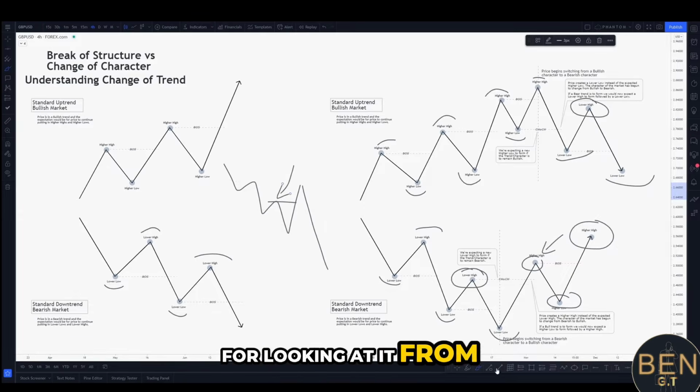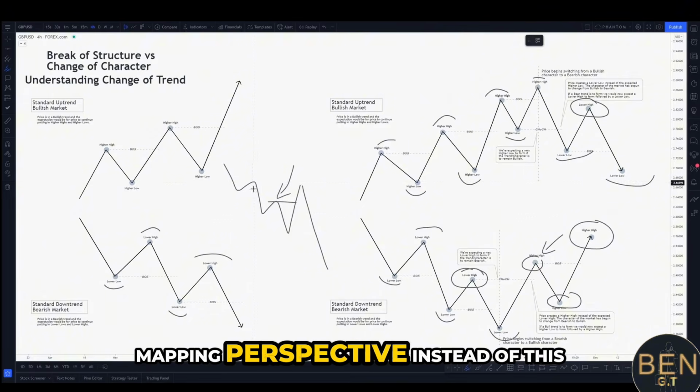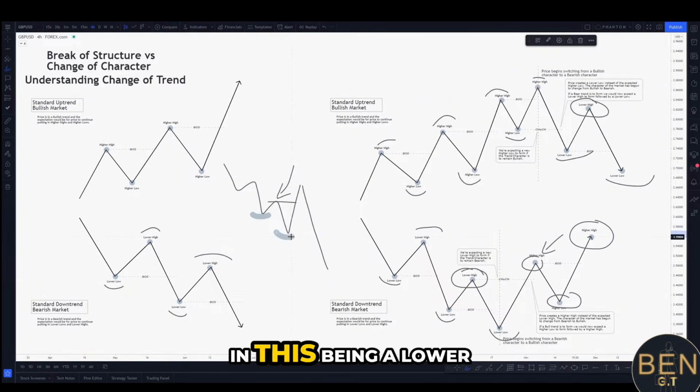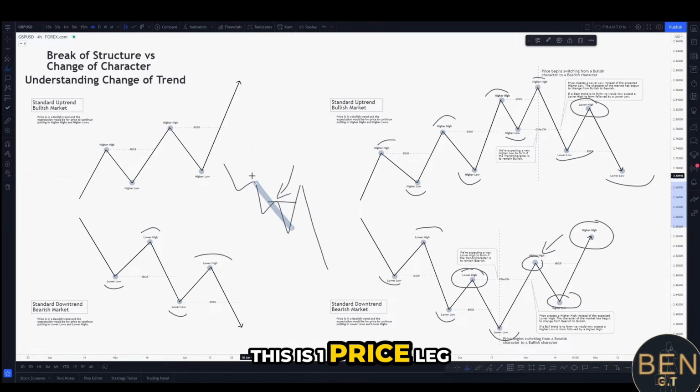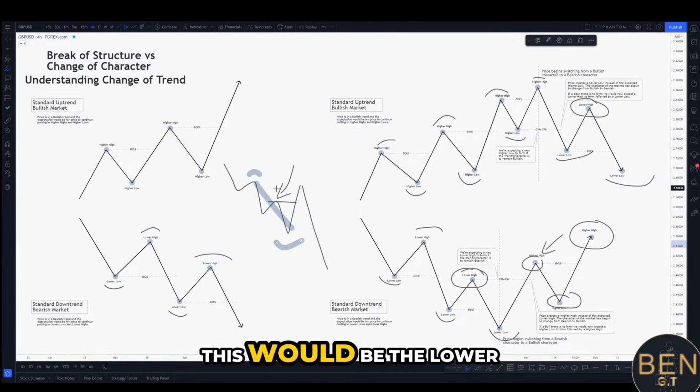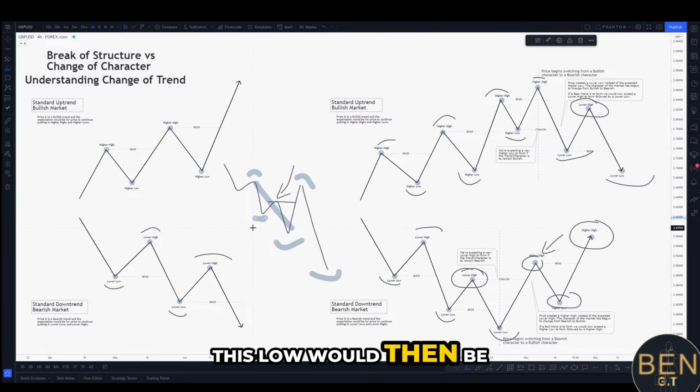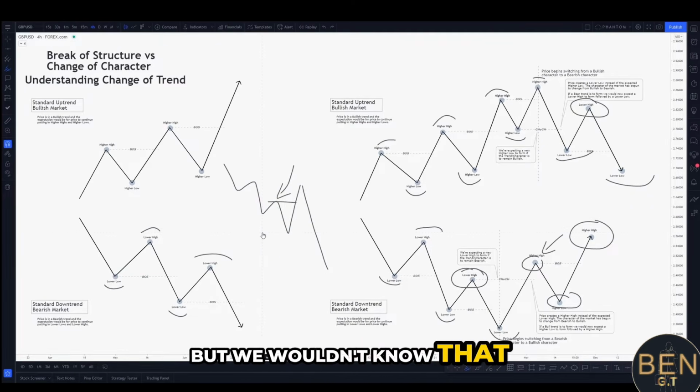If we're looking at it from a market structure mapping perspective, instead of this being a lower low and this being a lower low, what actually is happening is this is one price leg. This would be the lower high. This would be the lower low. This would be the lower low. This would be the lower high. This low would then be disregarded. But we wouldn't know that until it happens.